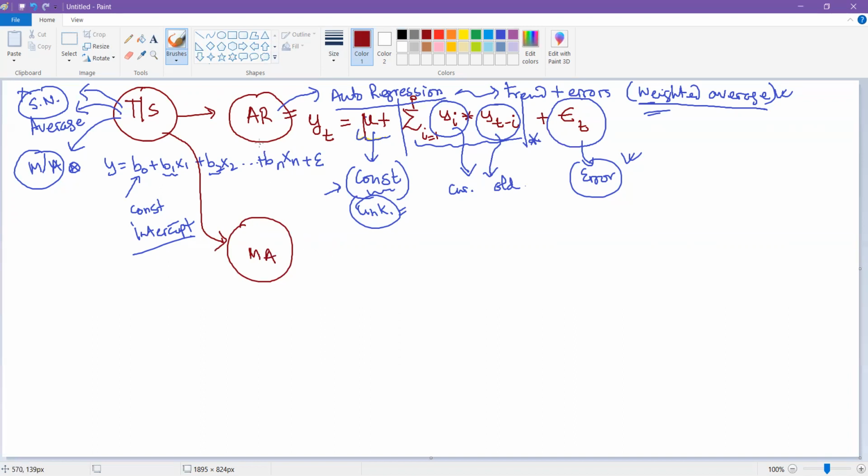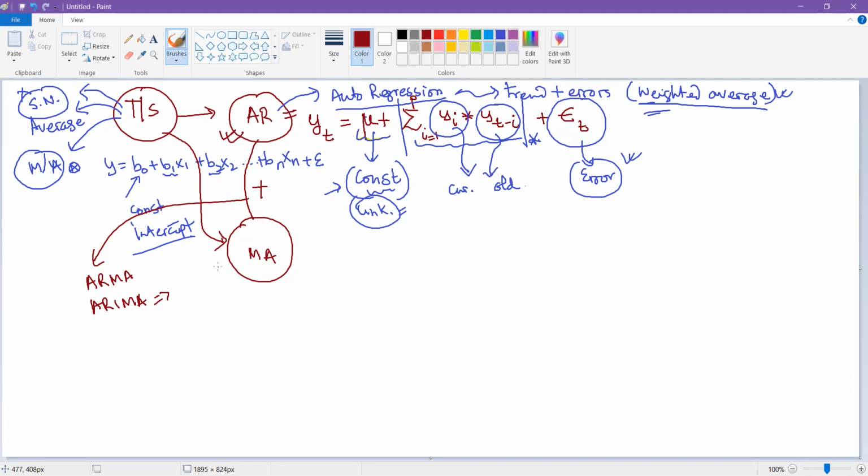You will come to know by the next session, by tomorrow, why we did this, because now we are going to combine in next class. We are going to combine the power of AR and MA, and then we are going to come up with methods like ARMA and ARIMA. So ARIMA is basically a composite of the previous methods that we are going to learn.